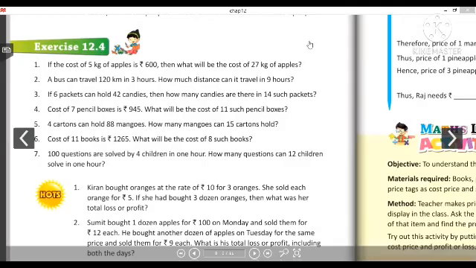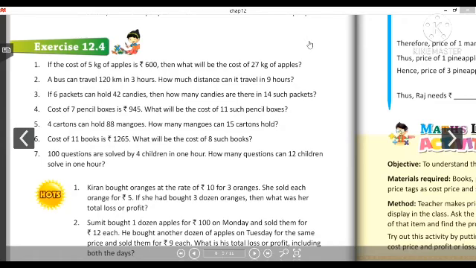So I hope the video is really fruitful. So now we know कि जब भी हमें किसी क्वांटिटी का मोर देन वन की वैल्यू पता हो और मोर देन वन की वैल्यू ही निकालनी हो तो सबसे पहले हमें क्या करना पड़ेगा, we need to find out the cost of one unit. So cost of 5 kg apples is given as rupees 600, then what will be the cost of 27 kg of apples? So what we will do, we will first find out the cost of 1 kg of apples.